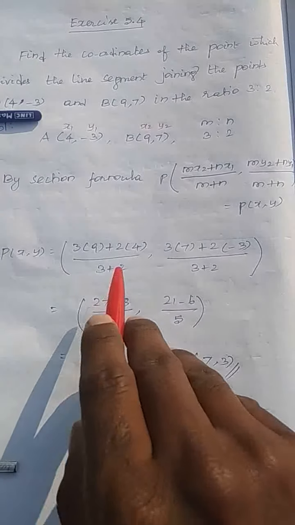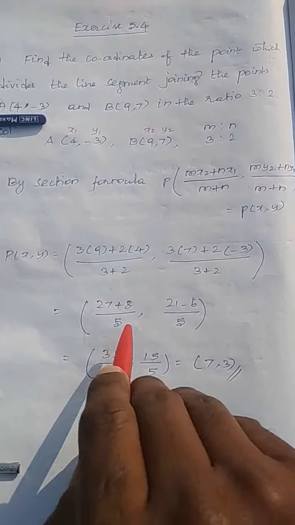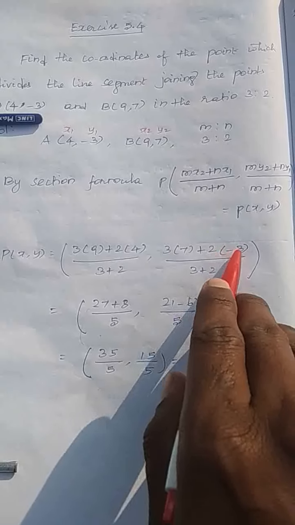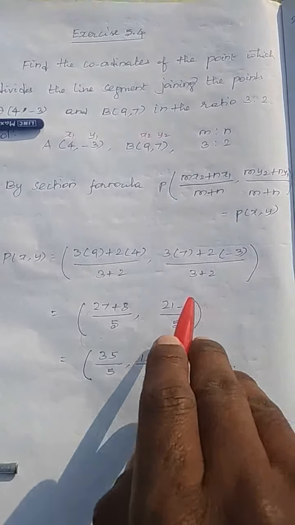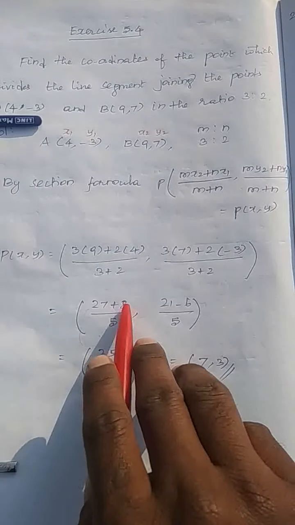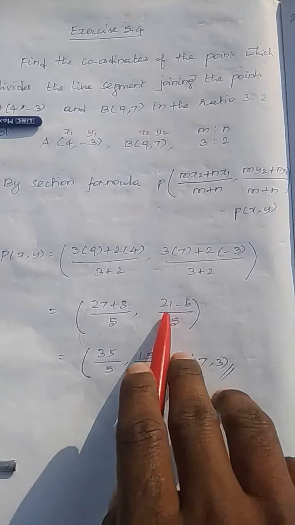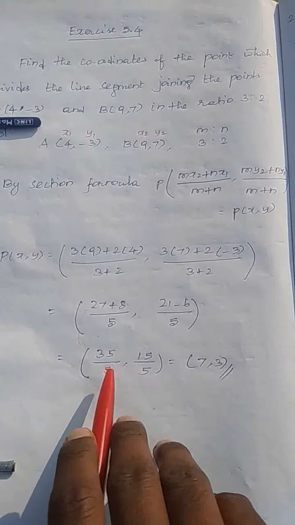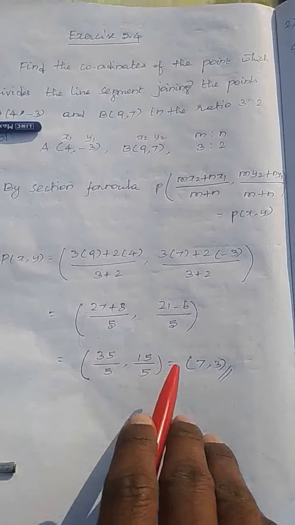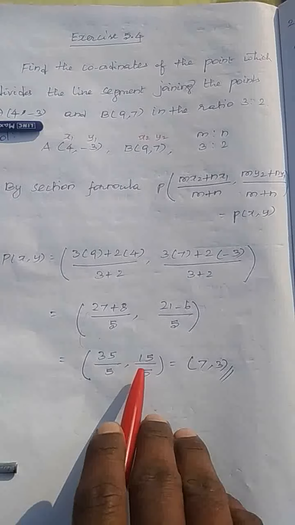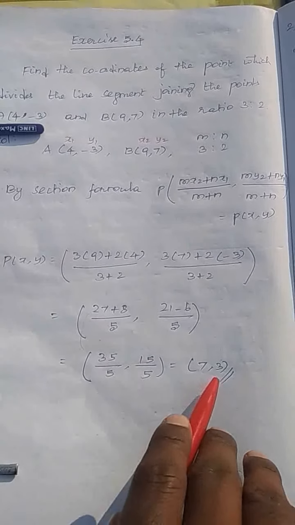So 3 nines are 27, 2 fours are 8, so 27 plus 8 divided by 5. After that, 3 sevens are 21, 2 threes are 6, and because plus into minus gives minus, it is -6, divided by 5. So 27 plus 8 equals 35 by 5, and 21 minus 6 equals 15 by 5. So 1 five is 5, 7 fives are 35, so 7 is one of the parts. After that, 1 five is 5, 3 fives are 15, so 3 is the other part. The answer is (7, 3).